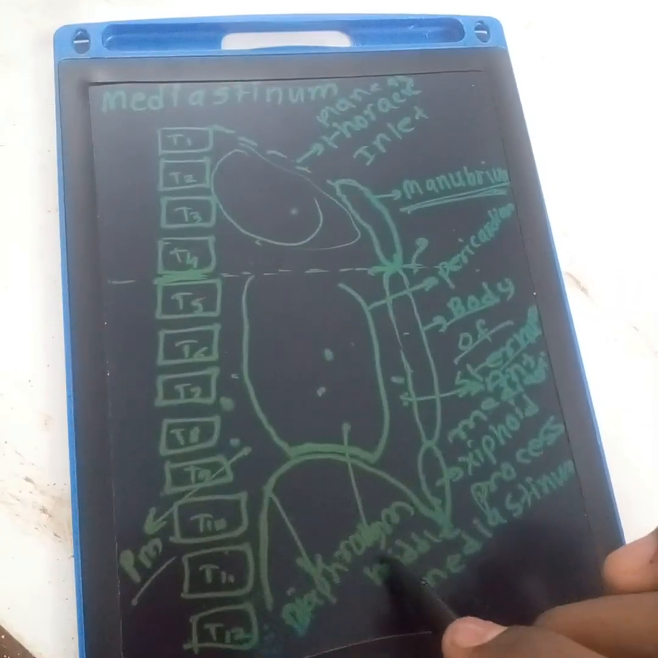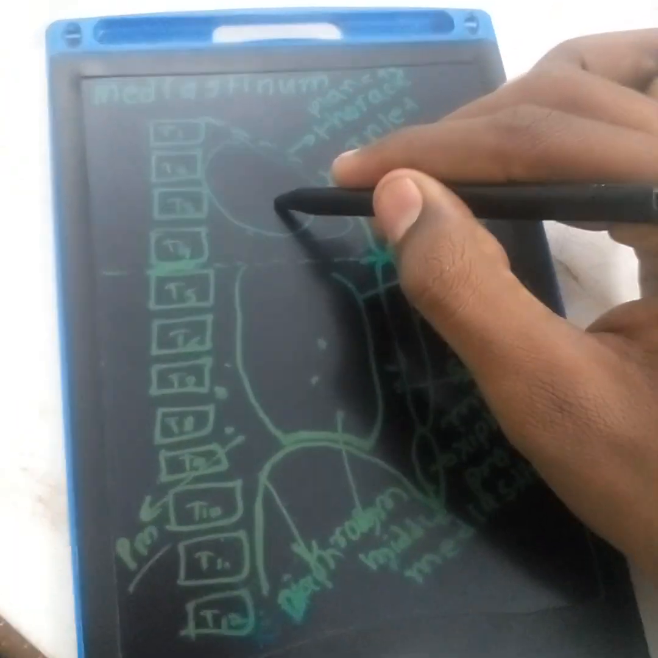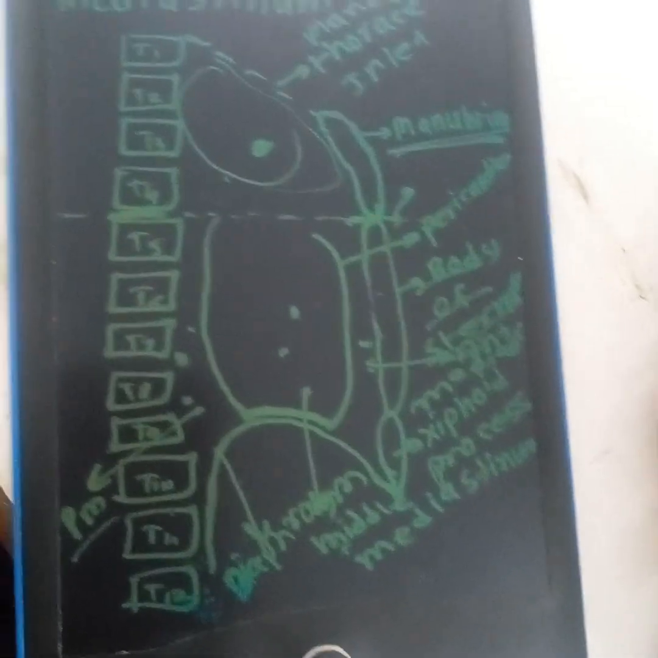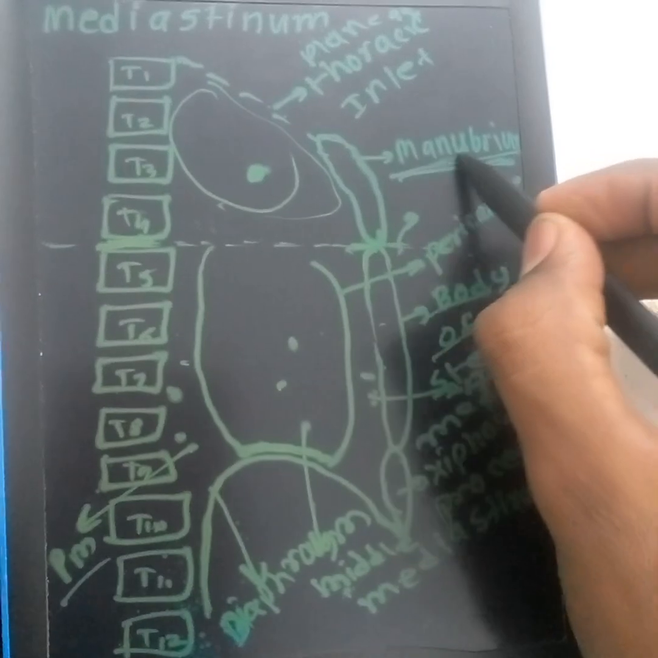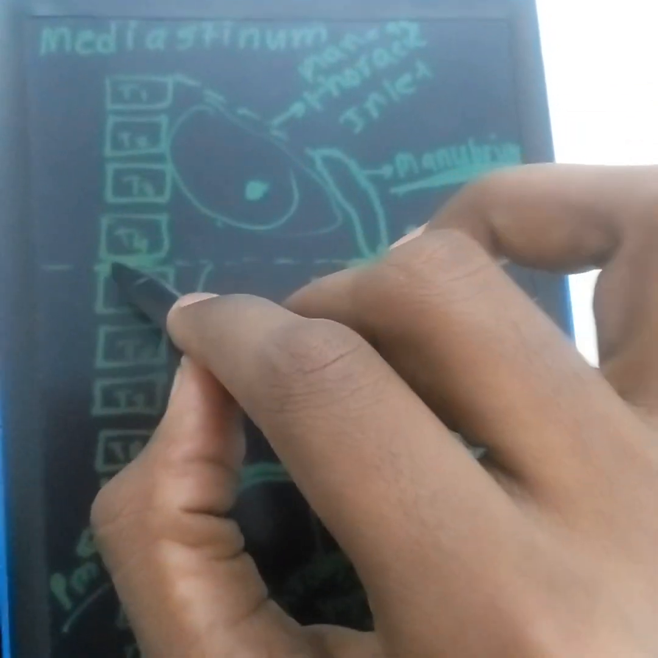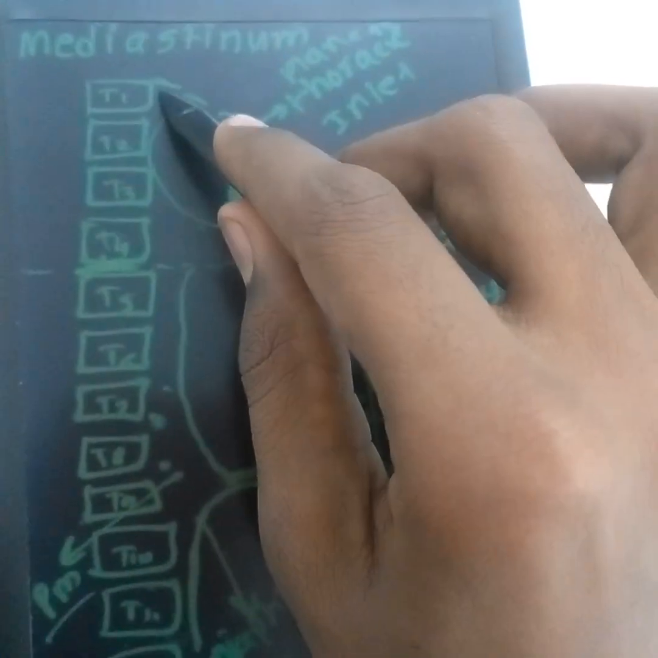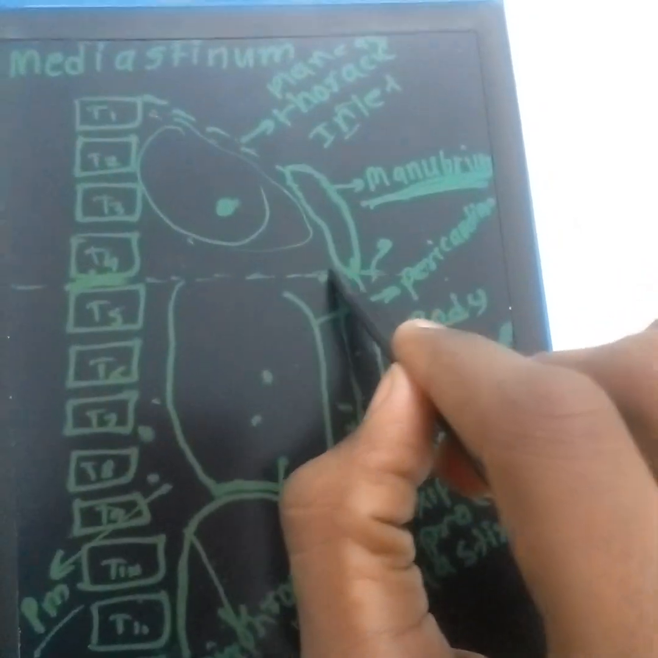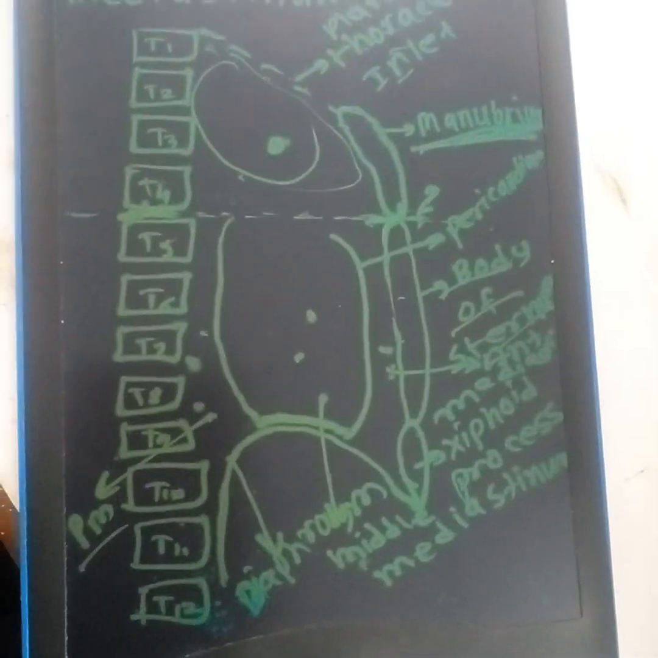This is the diaphragm. Firstly, in the superior mediastinum there will be boundaries. The anterior boundary will be the manubrium of the sternum, the posterior boundary T1 to T4 vertebrae. Superior will be the plane of the thoracic inlet, and inferior will be the imaginary line of the thoracic plane.